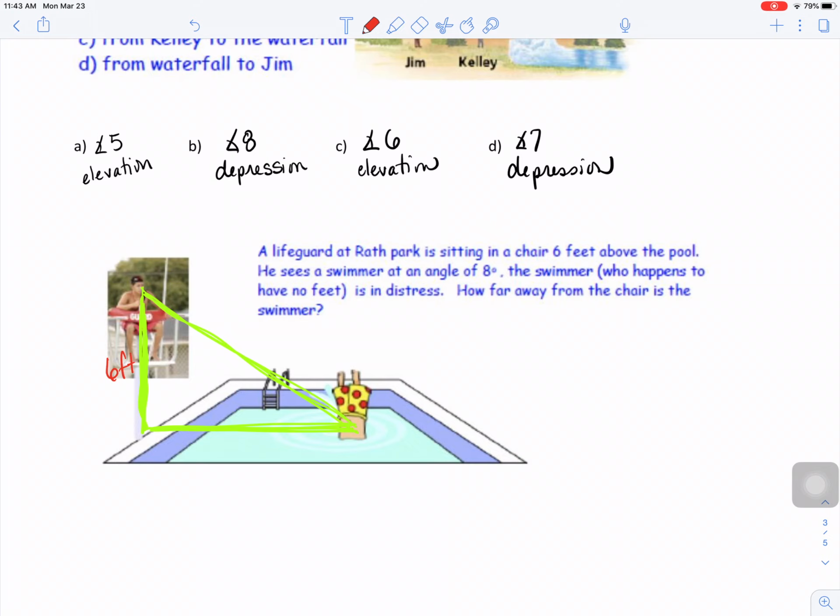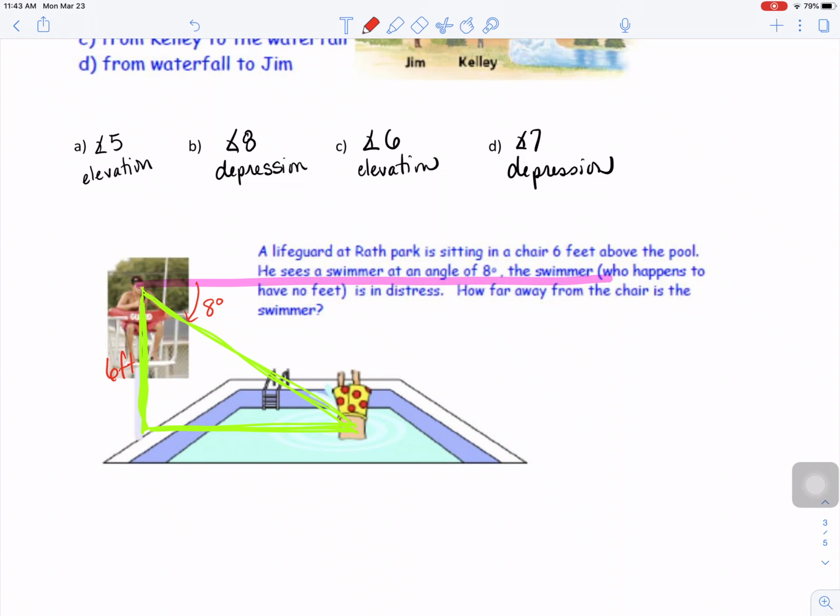Now, do not put the 8 in the triangle. Where is this lifeguard usually looking? He's looking at the pool everywhere, but his normal line of sight is there. He has to have a depression of 8 degrees to see the swimmer. That 8 is outside the triangle.